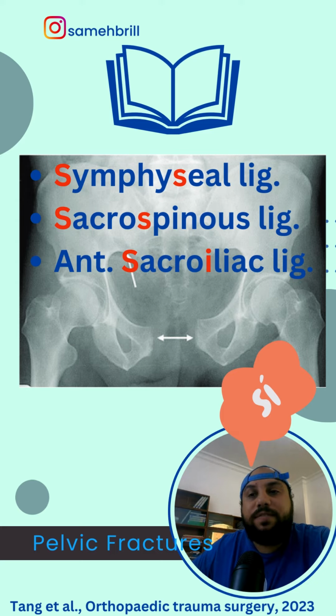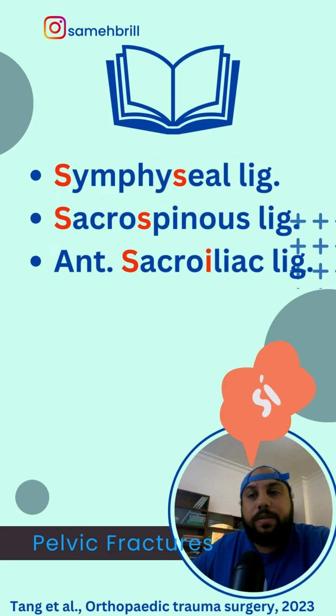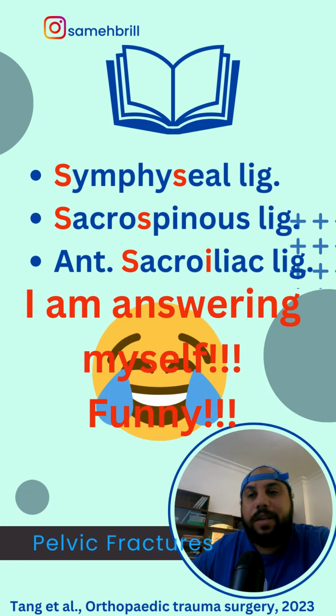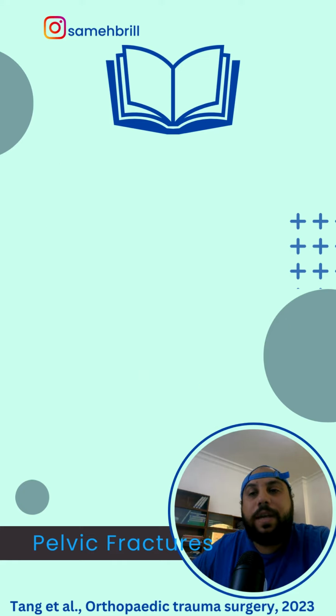So we have symphyseal, sacrospinous, anterior sacroiliac ligaments ruptured. So this means that there is a rotational instability, exactly. But if we look at the posterior sacroiliac ligaments and the interosseous ligaments, they remain intact. So the pelvis is still vertically stable, rotationally unstable.